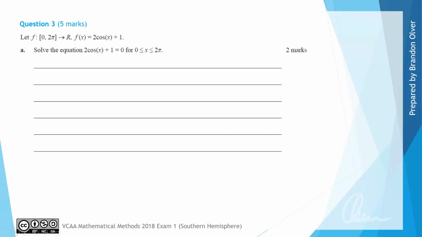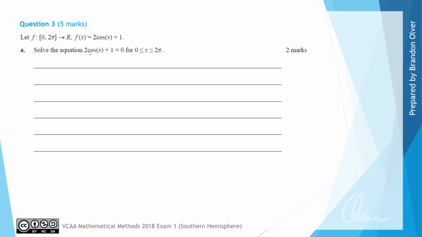So for question 3 we have: let f be the function with the domain of 0 to 2 pi, where f of x is equal to 2 cos of x plus 1. For part A we want to solve the equation 2 cos of x plus 1 equals 0 for x between 0 and 2 pi.